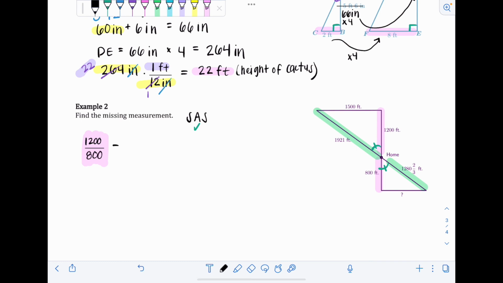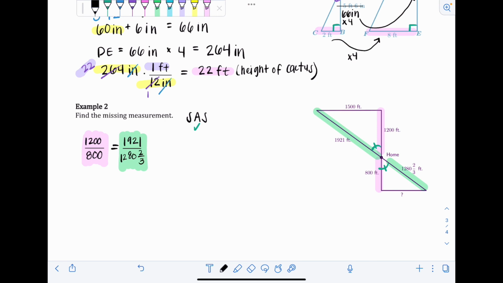And then we'll set that equal to the ratio of the green sides. So on the large triangle, the one on top, the green side is 1,921 feet. And then on the smaller one, it's 1,280 and 2/3, which is kind of rude, feet.